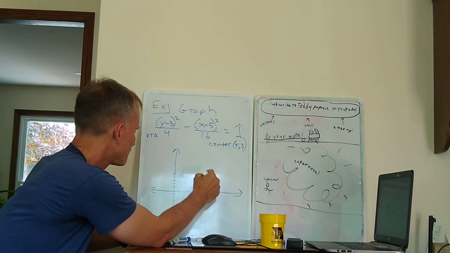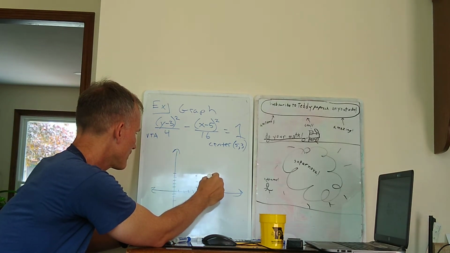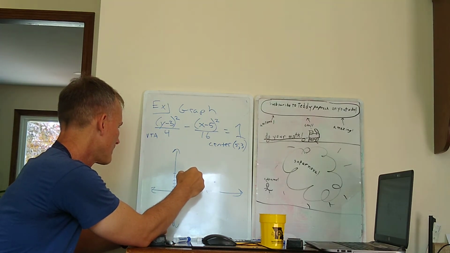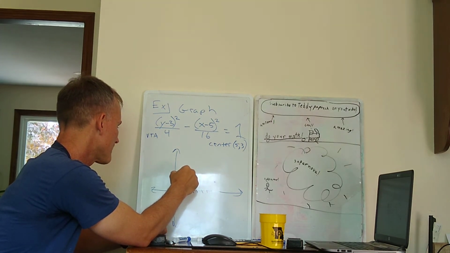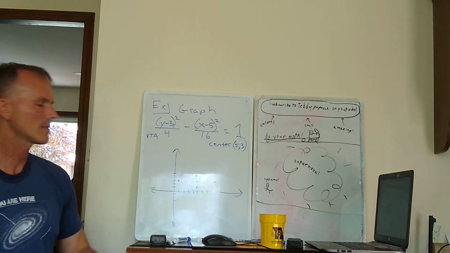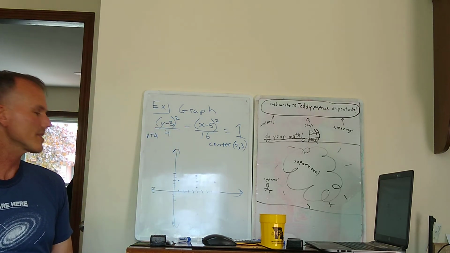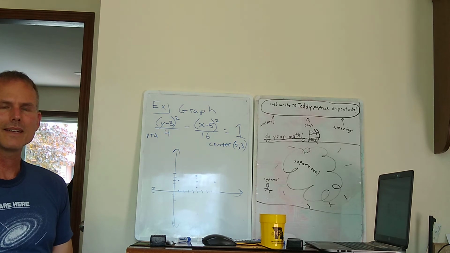So I'm going to go 2, 3, 4 units that way. 4 units that way. All right, this is great. Now, let's talk about the box.